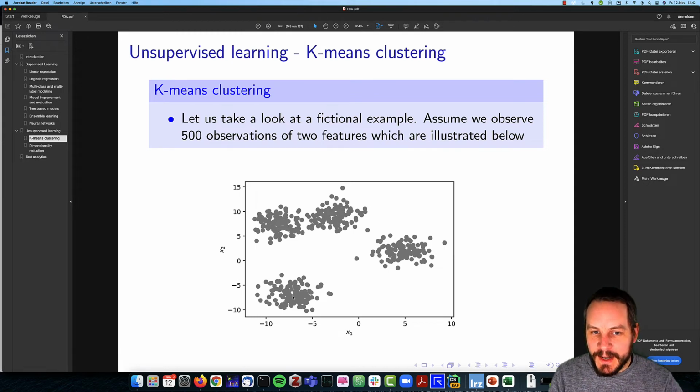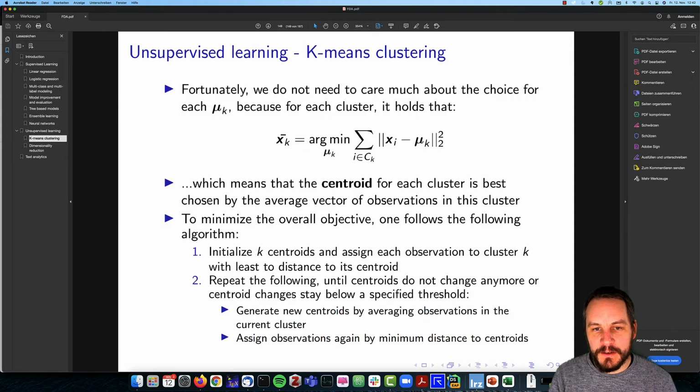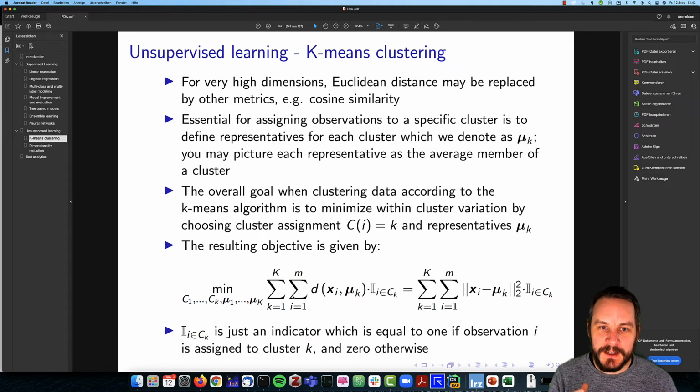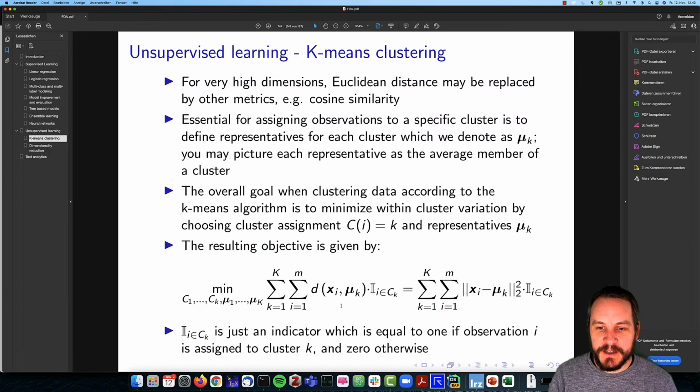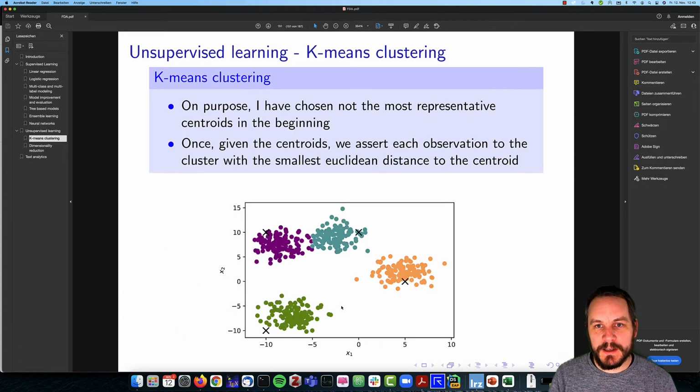What's behind this is to find an ordering in the data, so to find a cluster segmentation which reduces the sum of squared Euclidean distances of all the points to their cluster centroids, so to their representatives. I hope the idea is at least a little bit clear, okay? And this is how k-means clustering works.